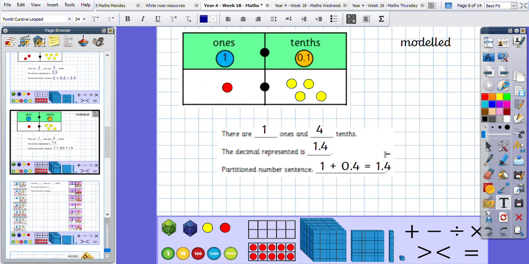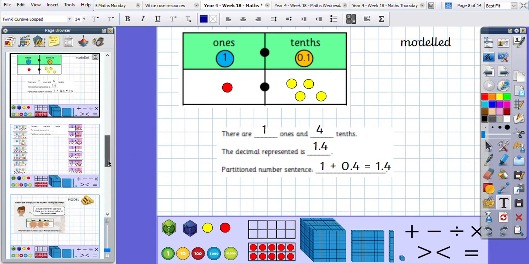Okay, so here we have 1 and 4/10. So the decimal is 1.4. So our partition number sentence is 1 plus 0.4 is 1.4. Okay, so that's now 2 examples of how to complete bronze.